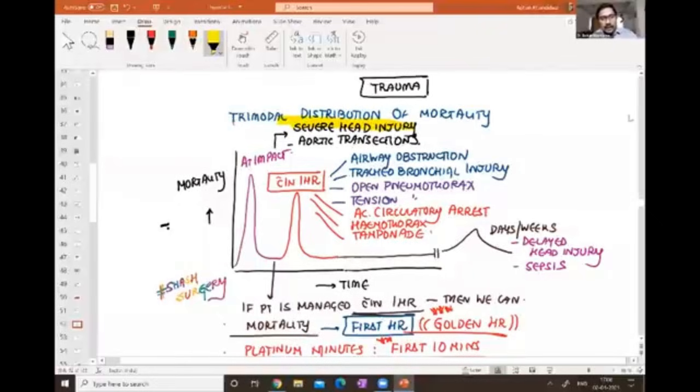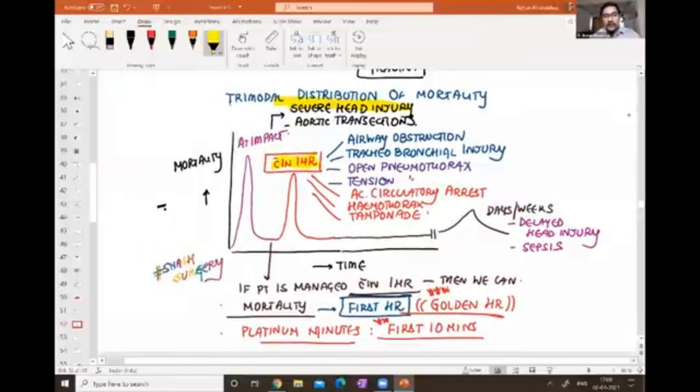Within the first hour, the causes of death are airway obstruction, tracheobronchial injury, pneumothorax, circulatory arrest, hemothorax, and tamponade. And if the patient can be brought to the hospital within the first hour, we can prevent mortality. That is why the first hour following trauma is the golden hour following trauma. This question has also been asked in the exam.